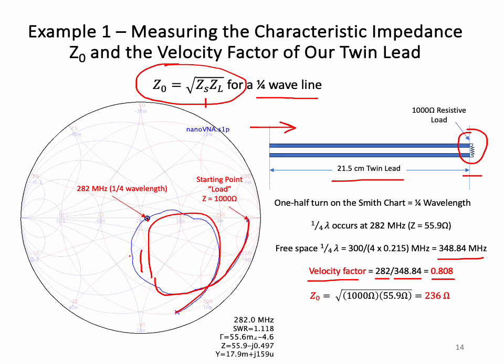This velocity factor will be a very important parameter in designing our J-poles, as it takes into account the fact that electromagnetic waves are slowed down due to these dielectric effects, and it requires us to adjust dimensions in order to take this into account.